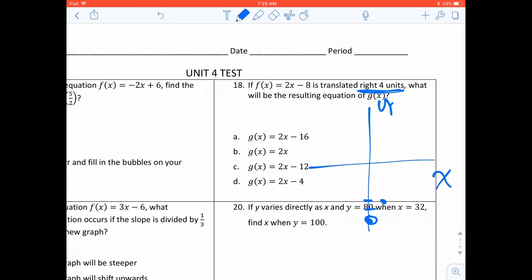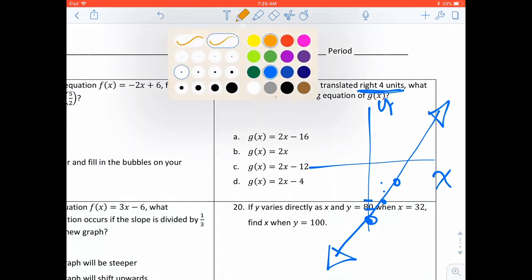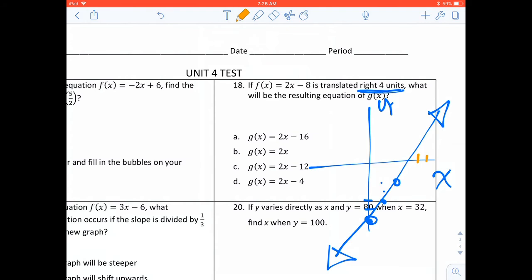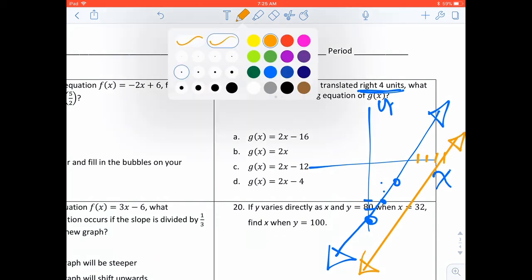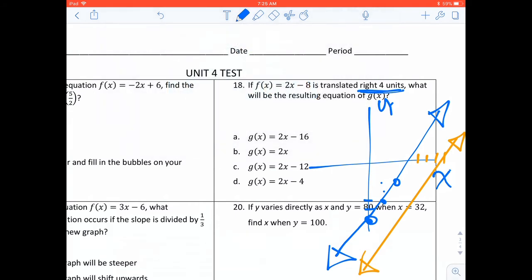If it's translated to the right 4 units, which means we're going to move this guy 4 units to the right. 1, 2, 3, 4. We're not changing the slope, we're just changing the position to the right here. So it should look something very similar to this. Well, if you notice that if we move something to the right, it looks like it's actually getting further down on the y-axis. So you know it's not letter B, and you know it's not letter D.